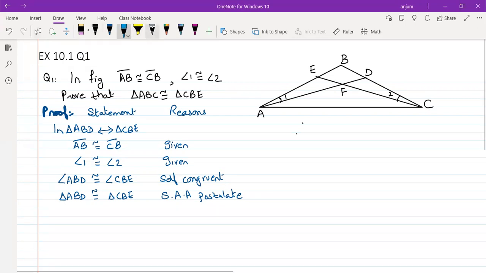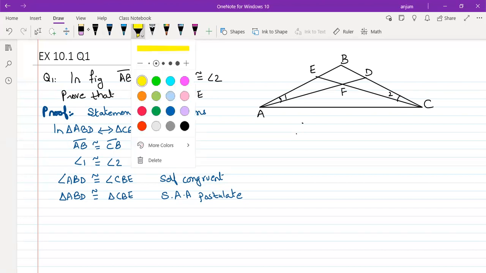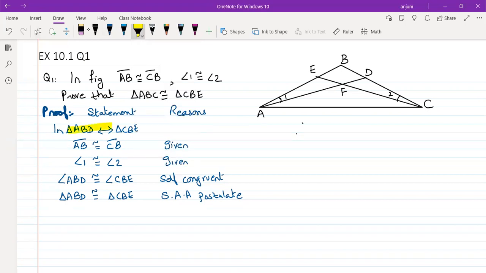So, first of all, we will take the correspondence of two triangles. These two triangles are triangle ABD and triangle CBE. In the correspondence of these two triangles, AB is congruent to CB because it is given to us. And angle 1 is congruent to angle 2. It is also given to us.